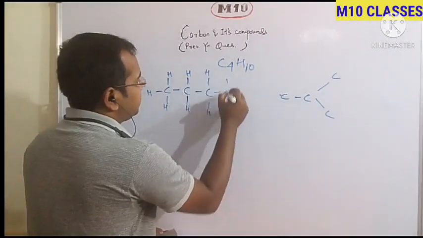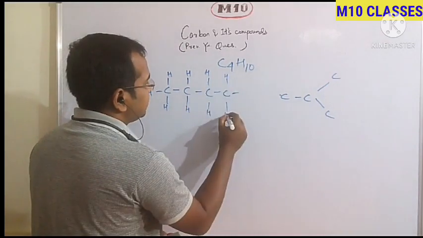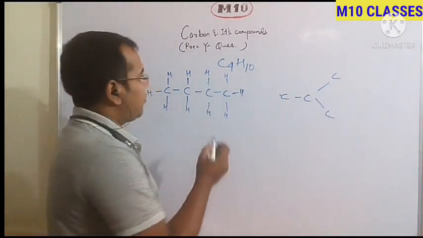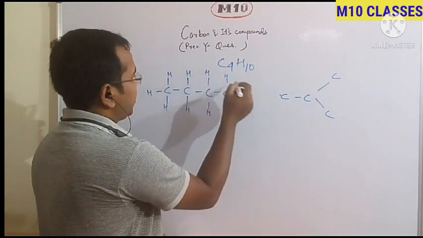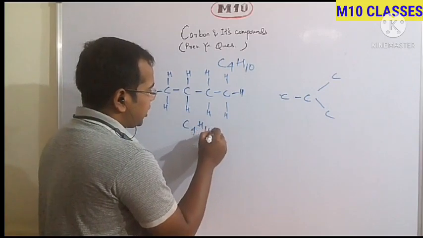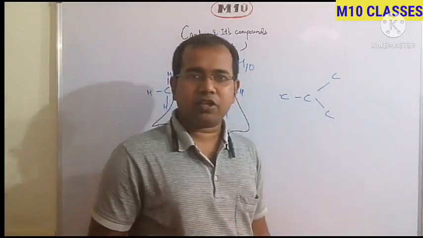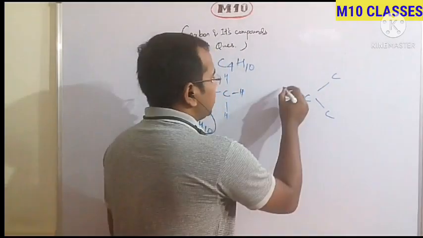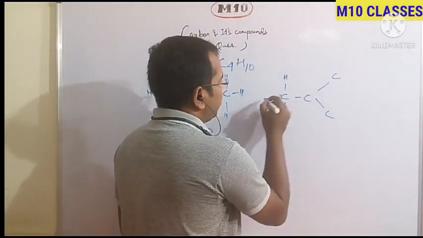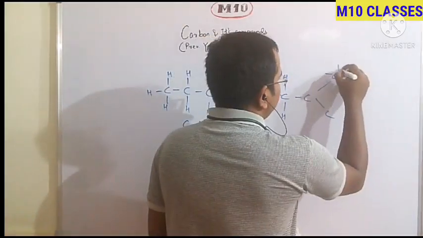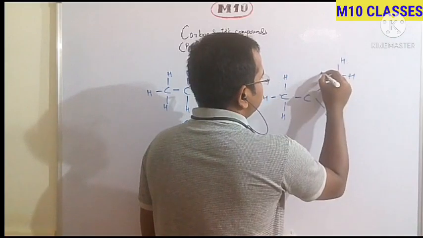So likewise. Now see, in this structure count the total number of hydrogens: 1, 2, 3, 4, 5, 6, 7, 8, 9, 10. So it gives you C4H10. Now let us see the other structure. For this carbon there is only 1 single bond, so I can put 3 more single bonds and put hydrogen over here. Likewise, I can do this for these carbons also.